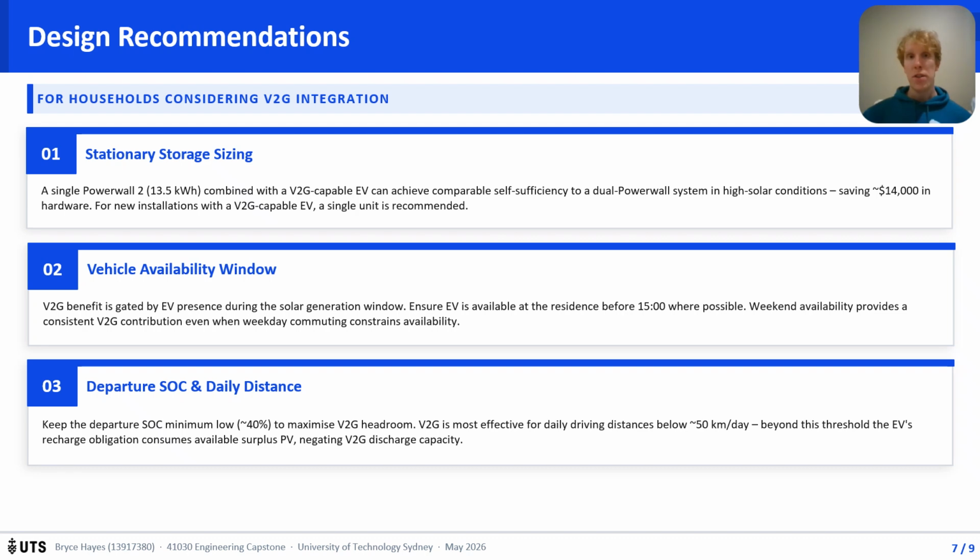The last point is the charge headroom available in the battery. When the vehicle was made to travel long distances daily or required to charge to a high SOC each day, the performance gains of V2G were limited as there was little headroom to discharge the battery to power the home. So this kind of implies that V2G will be most beneficial in urban applications where daily commute distances are relatively low and the vehicle can be made available for extended periods of the day.